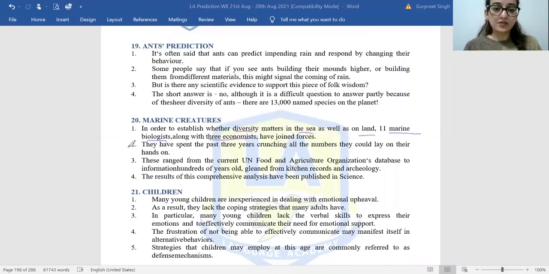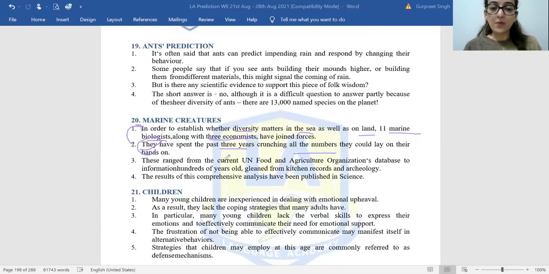They have spent the past 3 years crunching all the numbers they could lay their hands on. So "they" means these people. That is why this sentence comes after. In this sentence, the element was the time period, 3 years, crunching all the numbers. So we're talking about some numbers.